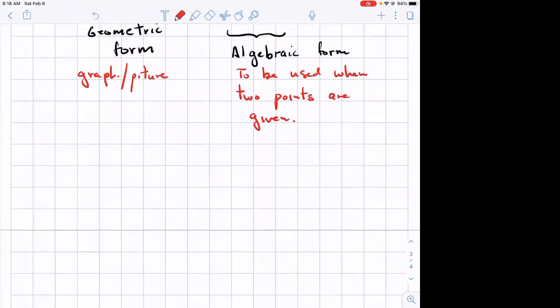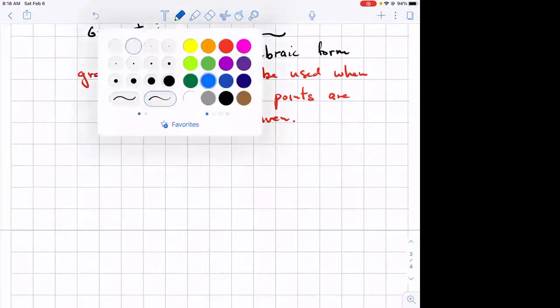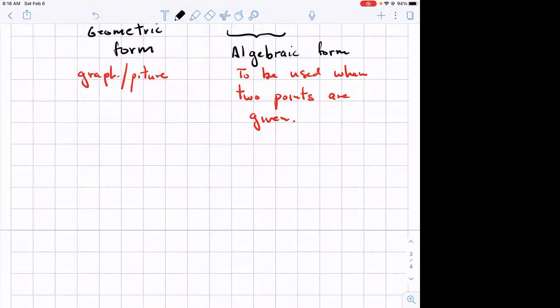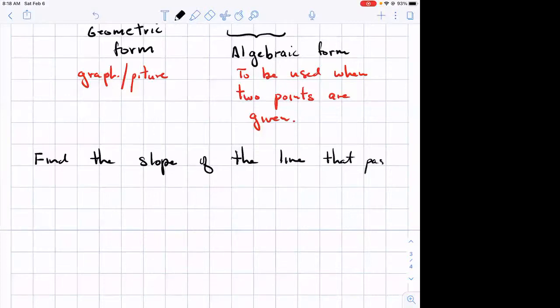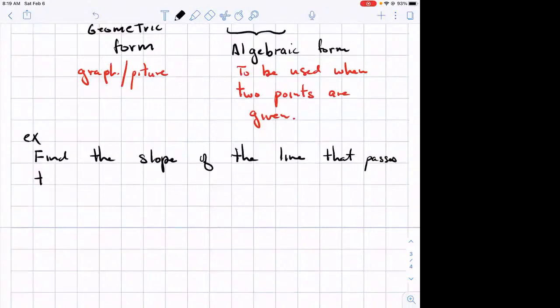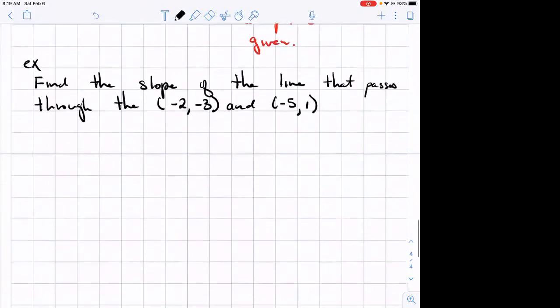So, for example, if I ask you to find the slope of the line that passes through point -2, -3, and -5, 1. So here we're given 2 points.